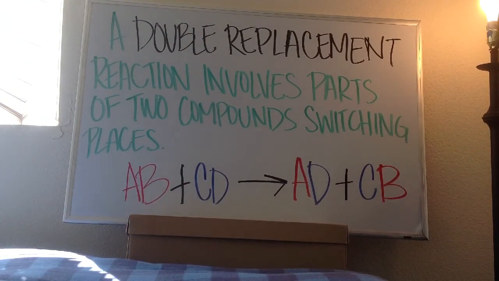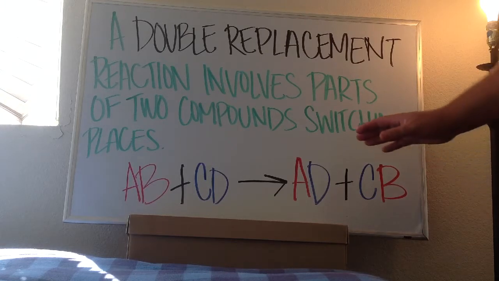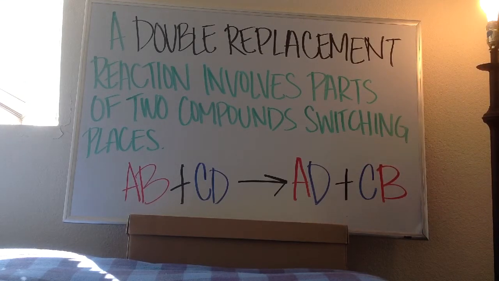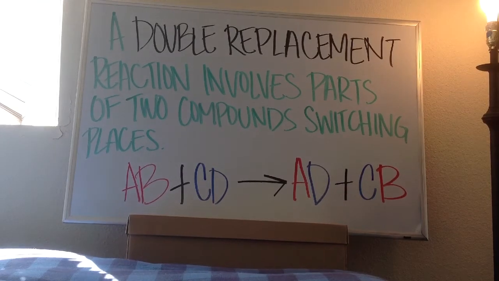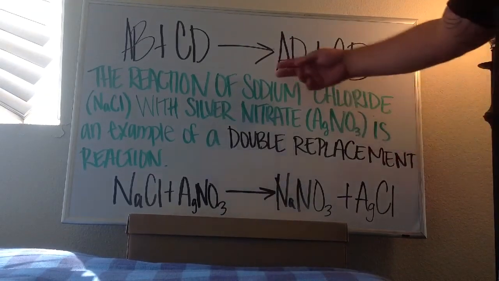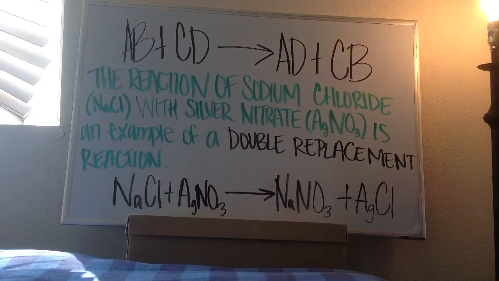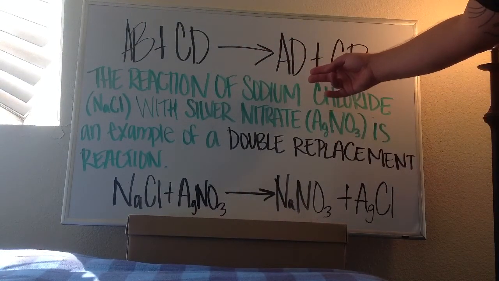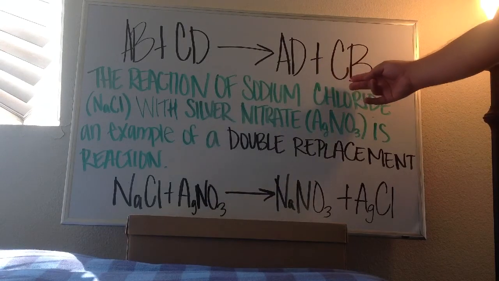A double replacement reaction involves parts of two compounds switching places. You have the reactants AB plus CD giving the products AD plus CB. In this equation, the A and B switch with the A and D, and the C and D switch with the C and B. AB plus CD gives a new product AD plus CB.